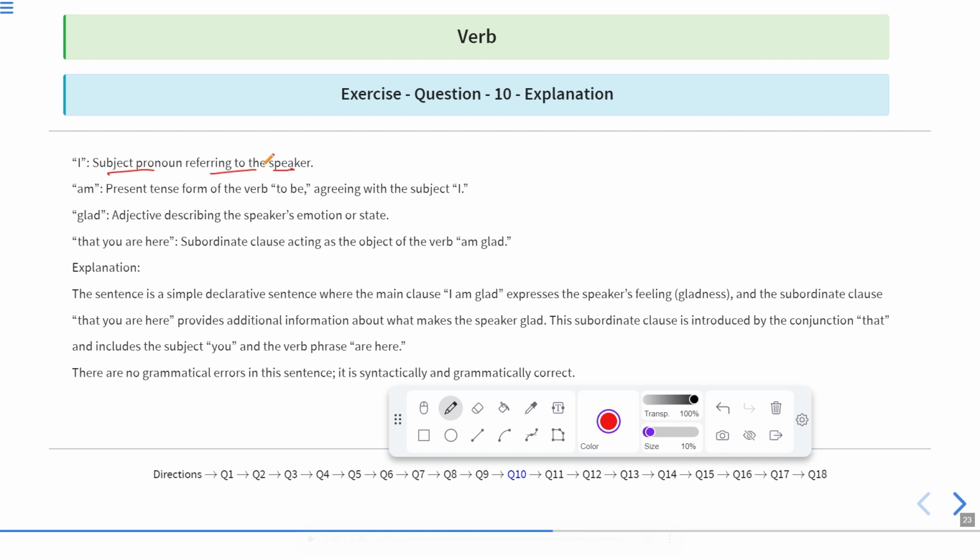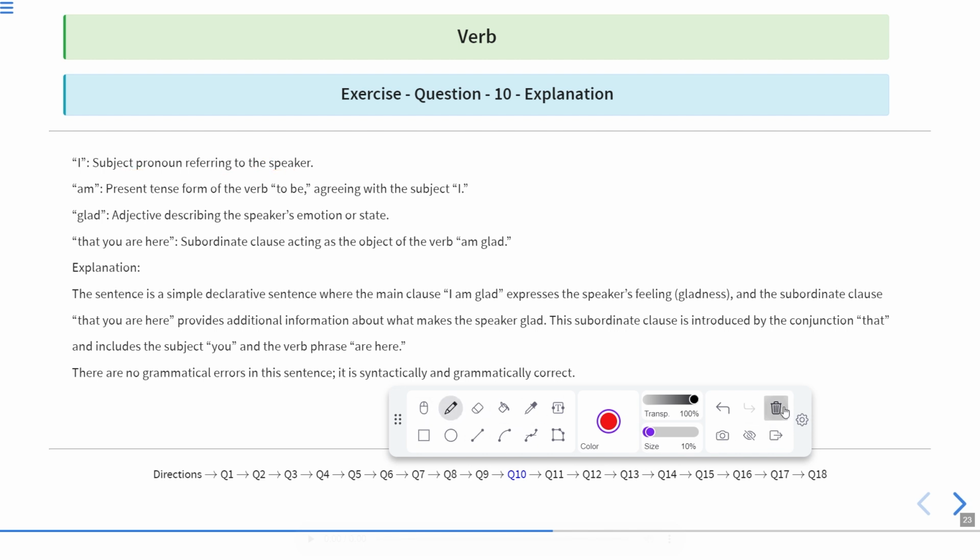The subordinate clause is introduced by the conjunction that and includes the subject you and the verb phrase are here. There are no grammatical errors in the sentence. It is syntactically and grammatically correct. It means according to the subject-verb agreement rule, the entire sentence is absolutely correct, whether we talk about the tense of the sentence or the verb form of the sentence.